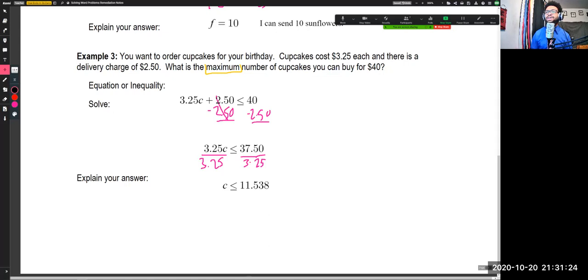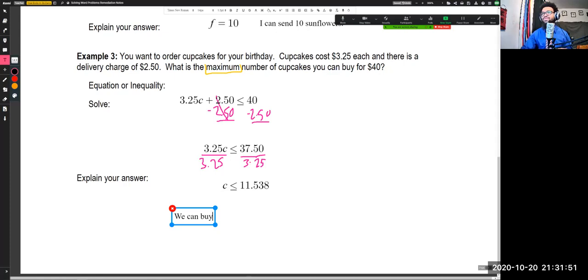It's asking us how many cupcakes can we buy. So we can buy. Now, are we going to try to purchase 0.538 of a cupcake? Is that something that would make sense? No, that wouldn't make sense at all. You can't go to a store and say, hey, I'd like to buy 0.538 of a cupcake or of a cake or 0.53 of a shoe or anything. You have to buy a whole number.